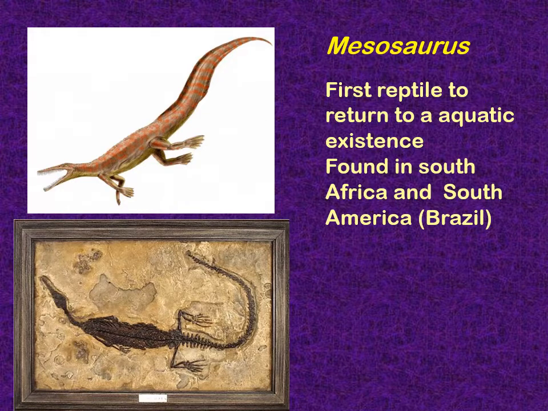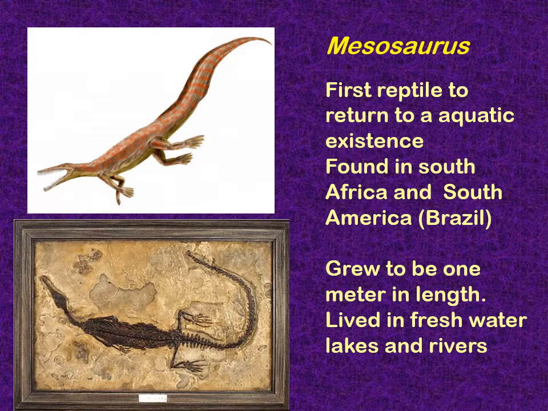They're not very big. They're only about a meter long, maybe 3 feet. They're found in South America and South Africa, and they're freshwater. So these things weren't living in the ocean. It wasn't swimming across an ocean basin. These lived in lakes and rivers, probably ate shellfish and small fish that would swim around in there too.